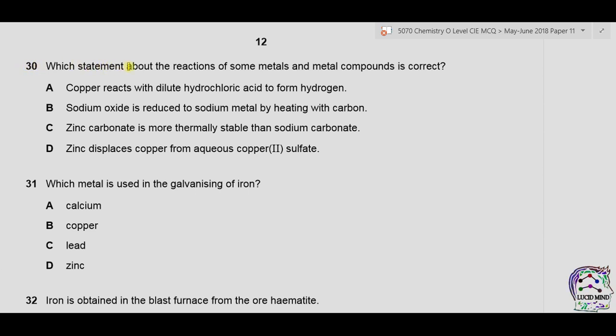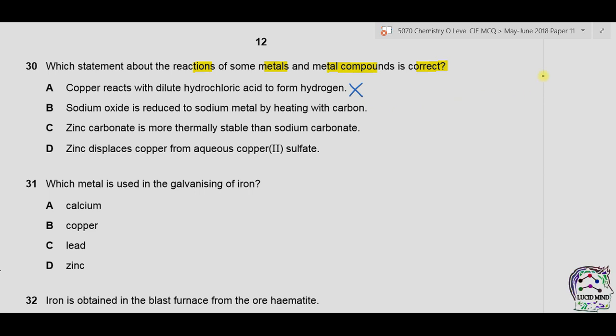Question 30. Which statement about the reactions of some metals and metal compounds is correct? A. Copper reacts with dilute hydrochloric acid to form hydrogen. Now copper is below in the reactivity series, it cannot react with dilute acid, so therefore this statement is wrong. B. Sodium oxide is reduced to sodium metal by heating with carbon.